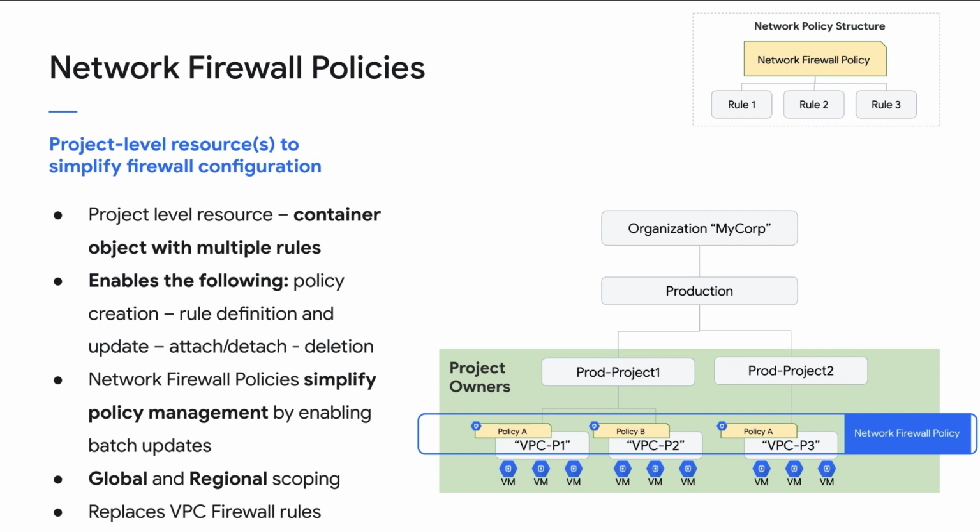We will support VPC firewall rules in the short term to help with the migration, and you should be thinking about migrating all these VPC firewall rules to a network firewall policy. There are several advantages when using firewall policies instead of our classic VPC firewall rules. Some of them include batch updates, single point of control, granular IAM control, and it also allows reference across peer networks. And last but not least, tag support.